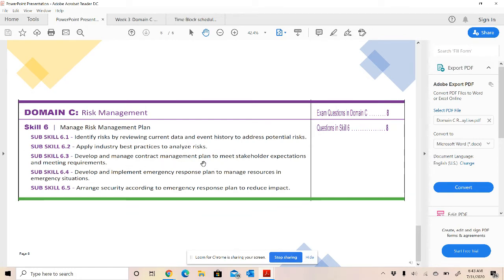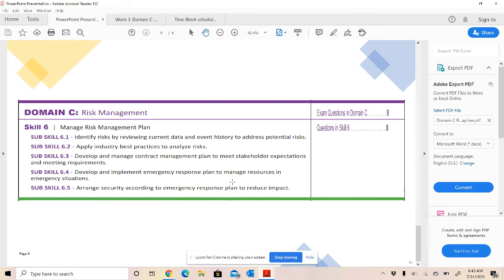Develop and manage contract management plan to meet stakeholder expectations and meeting requirements. So that is mitigating your risk when you're doing your contracts: your cancellation clauses, your force majeures, attrition, indemnification. This is your insurance, things like that. Everything that you can do to mitigate and transfer your risk. So make sure you have a good idea on how you would go about doing that.